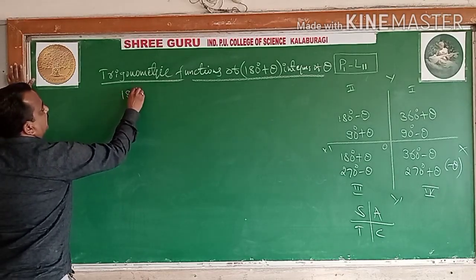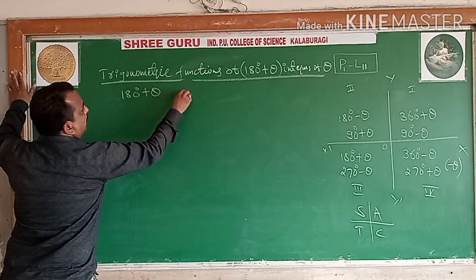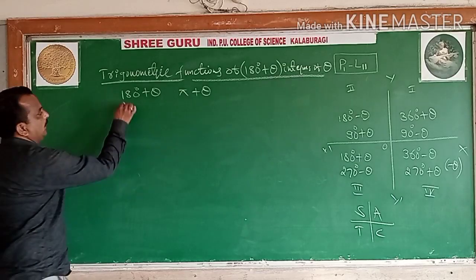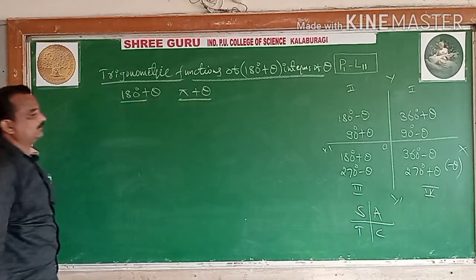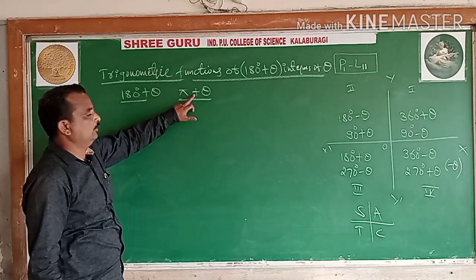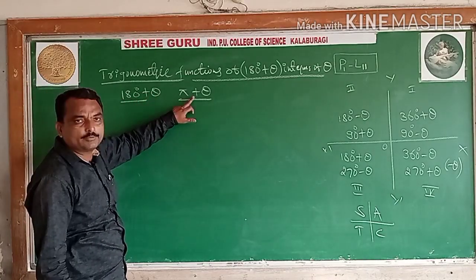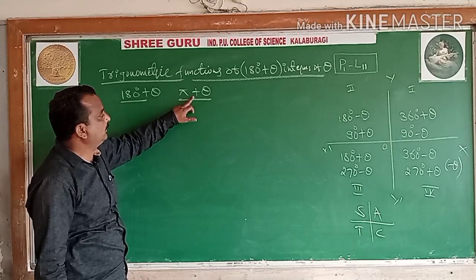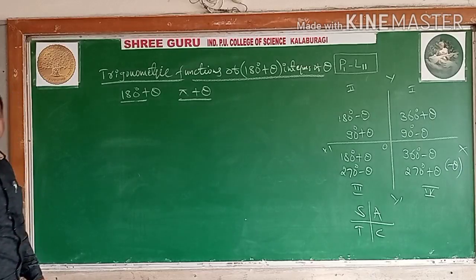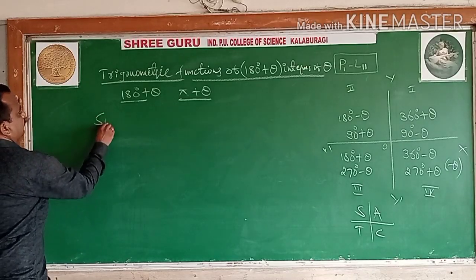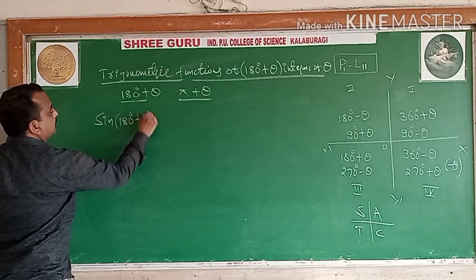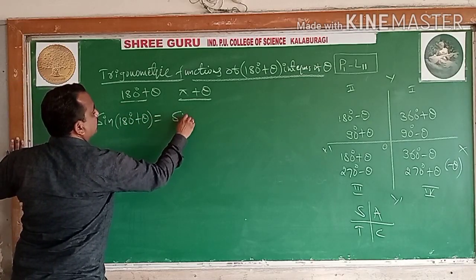180 degree plus theta, it may be called pi plus theta also, it is the same. Both the angles are the same. 180 is in terms of degrees and pi is in terms of radians. You may write in terms of degrees or radians. While giving examples, they may give either radians or degrees. Now see, sine of 180 plus theta.